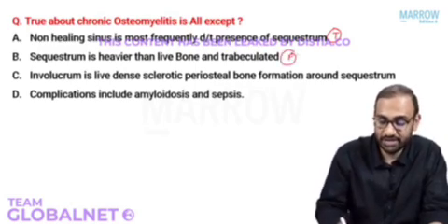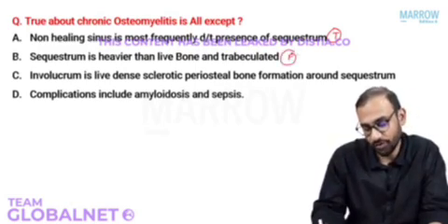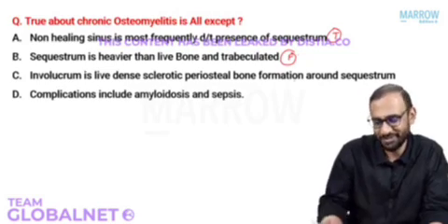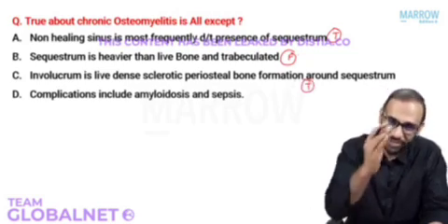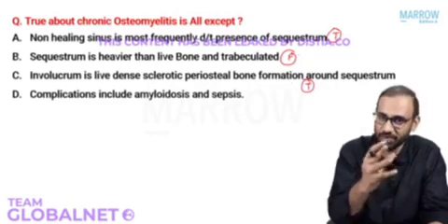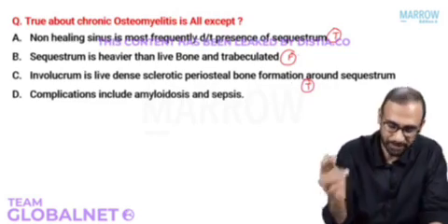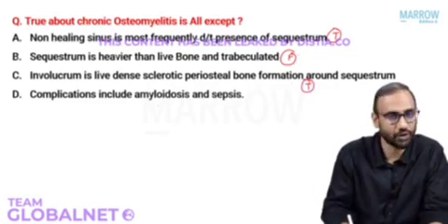Involucrum is the live, dense, sclerotic, periosteal bone formation around the sequestrum. Pretty much that's the definition of it, right? It's the new bone that forms around the sequestrum in order to prevent its spread. Complications include amyloidosis and sepsis.